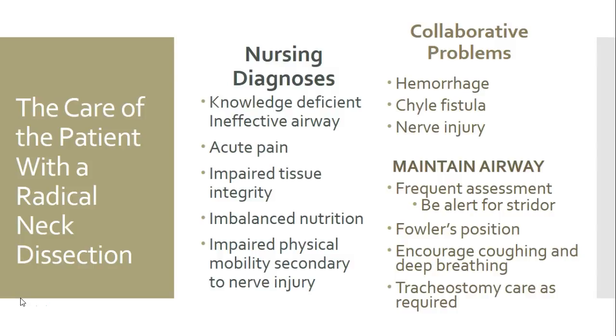Nursing diagnoses that apply here are listed for you to see. Collaboratively, we'll be working together with other disciplines to make sure that hemorrhage doesn't play in here. There's a chyle fistula, which is the disruption of the thoracic duct or the right lymphatic duct, so the lymph flows out into the thoracic cavity. There can be nerve injury, so we want to monitor for that, making sure that they have no nerve injury, specifically to swallowing. And then maintain that airway, it's a huge deal.